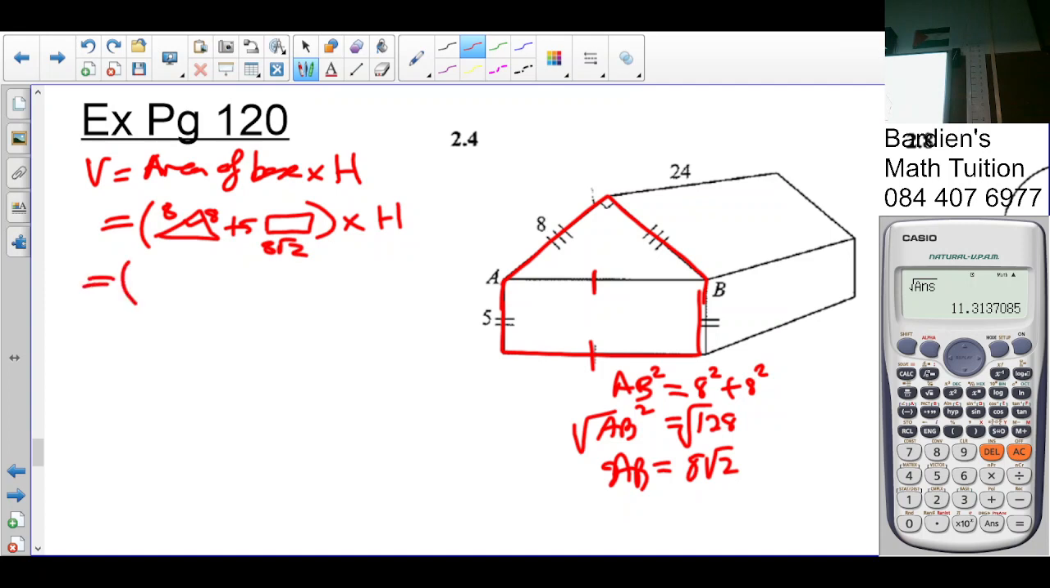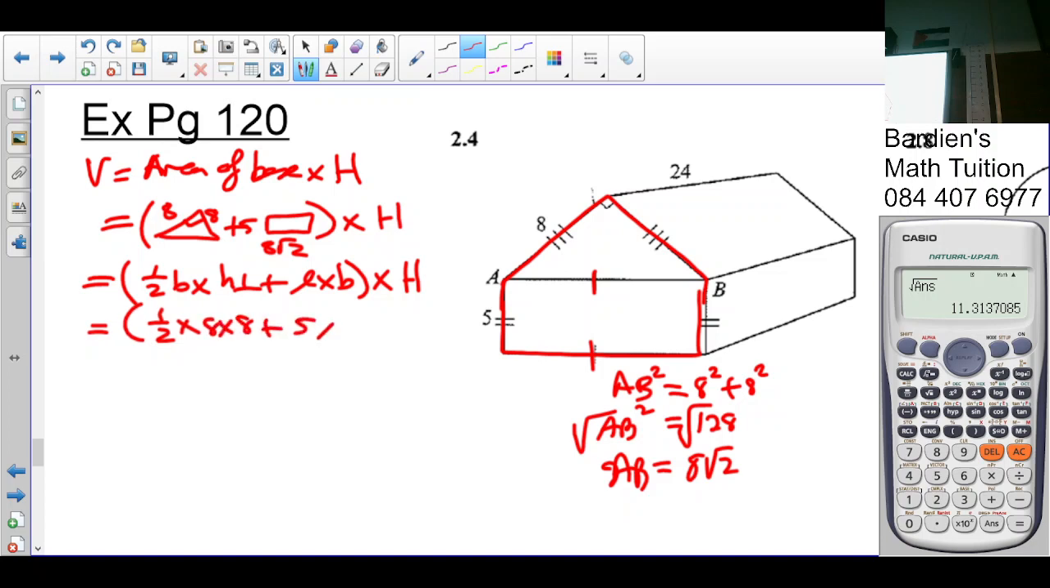Okay. So how do you calculate the area of a triangle? So half base times perpendicular height plus length times breadth times the depth of the object, which is going to give you a half. My base of this triangle is 8. The height is 8 plus the length is 5. The breadth is 8 root 2 times the height. What's the depth of this object?